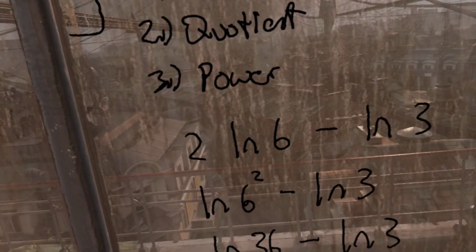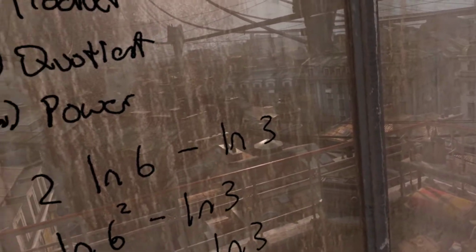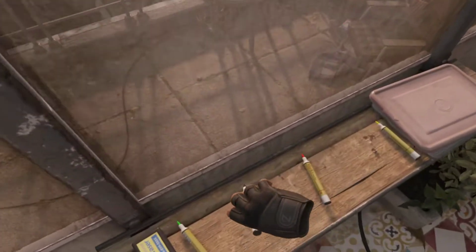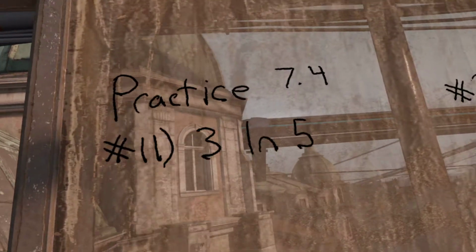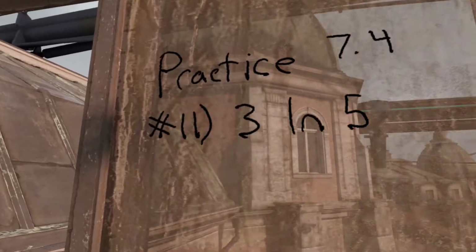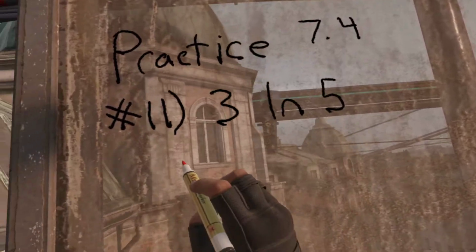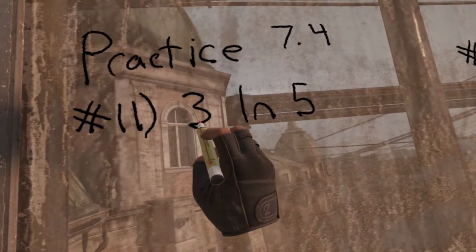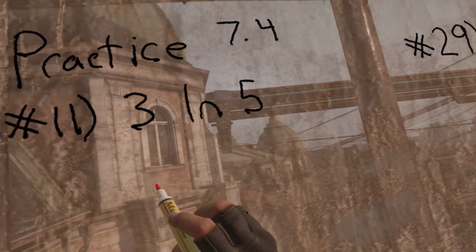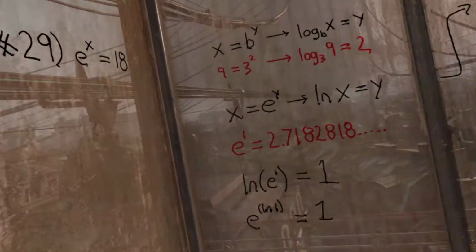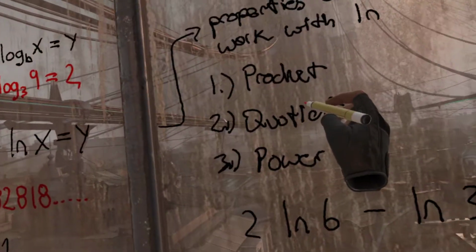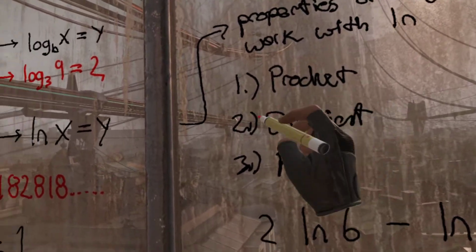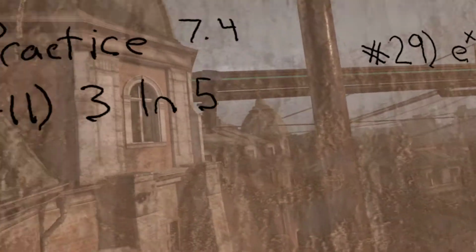Now, to finish, what I would like to do is actually do some of the questions from your practice work. I'm going to grab the red marker to do those. So, from your practice questions, which you will see there's a PDF for you to download, from the practice 7.4, this is number 11. Question 11 is 3 natural log of 5. And the question says to write the question as a single natural log. So you're going to use these 3 properties for this section of work where number 11 starts. You're going to be using these 3 properties to reduce them down to one single natural log.